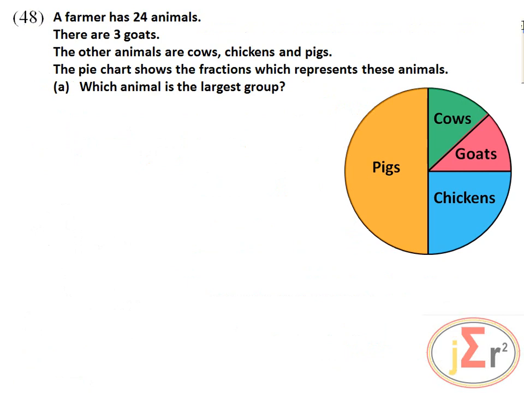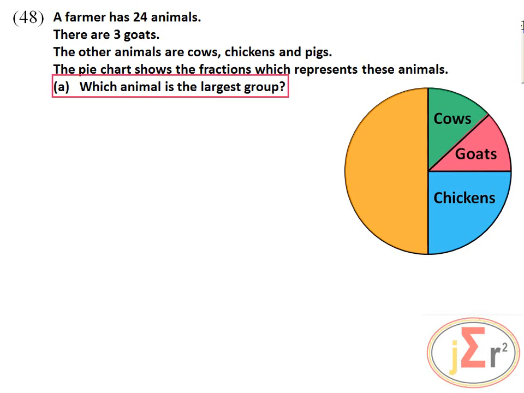Number 48. A farmer has 24 animals. There are 3 goats. We know that the number of goats is 3. The other animals are cows, chickens, and pigs. The pie chart shows the fractions which represent these animals. Which animal is the largest group?